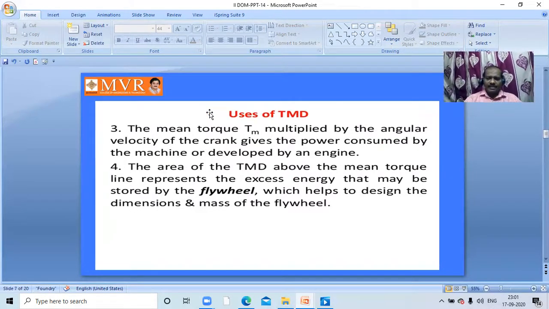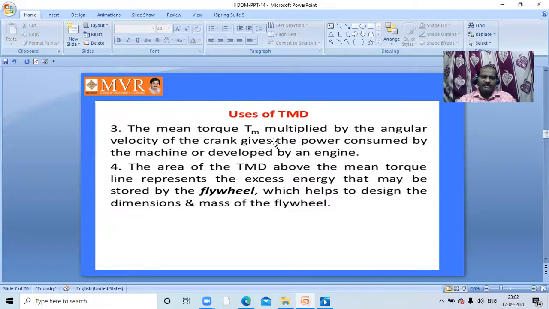The mean torque Tm multiplied by the angular velocity of the crank gives the power consumed by the machine or developed by an engine. So try to understand, the mean torque multiplied by the angular velocity of the crank gives the power. As we already discussed, power is equal to torque into angular velocity. So mean torque into angular velocity gives the power developed by the engine.